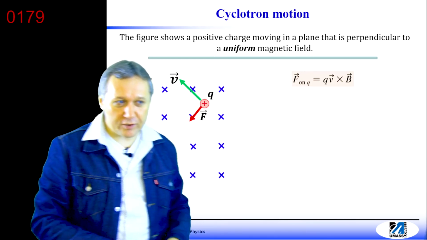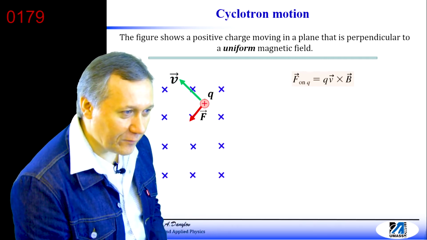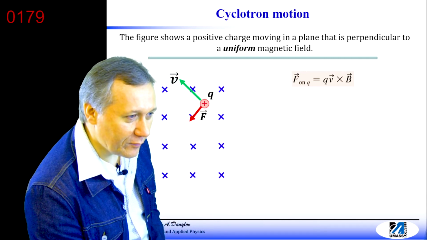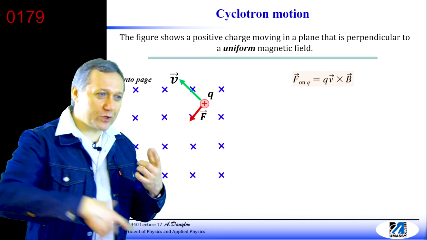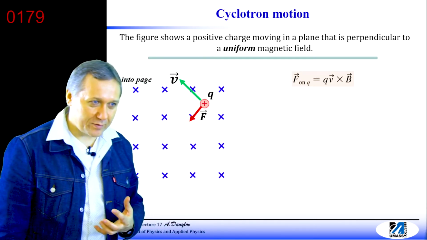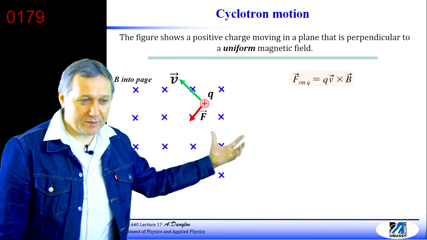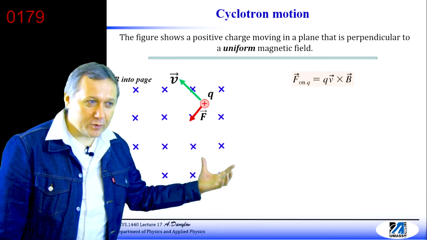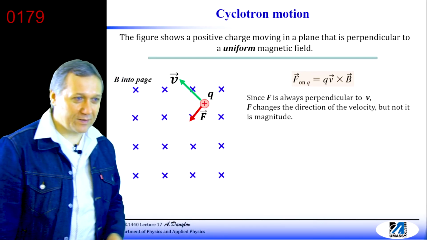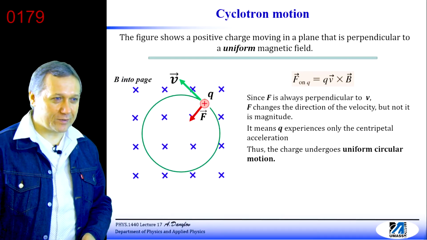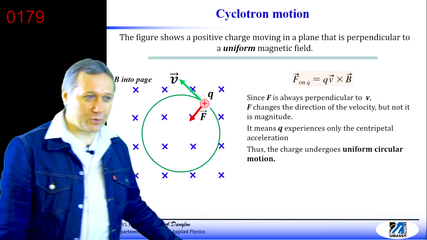You've seen this motion in physics 1 when the force was perpendicular to the direction of the velocity. You remember orbital motion of some satellites around the Earth? It's exactly the same here. We are going to get a circular motion. Circular motion.